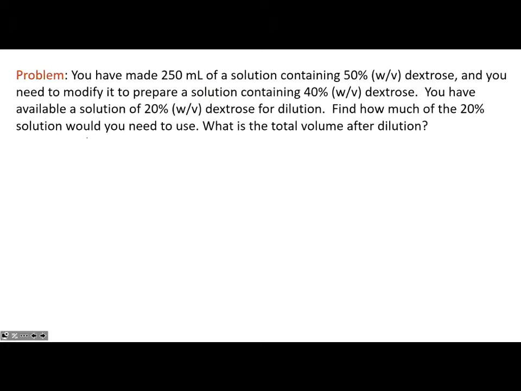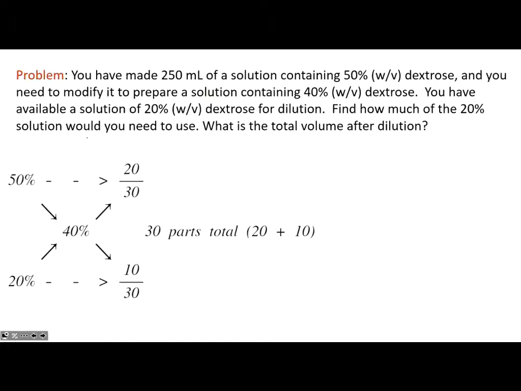And again, I'll need to know what the final volume is after the dilution. So let's look at the ingredients. It's the same. Look at this proportion setup. It should be the same as before because I have a 50% and I have a 20%. I have a high and a low, 50 and 20, and what I still want to make is in the middle at 40%. So if you cross-subtract and do all of those same fractions, they're exactly the same.